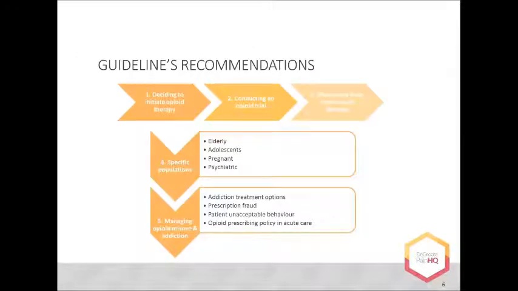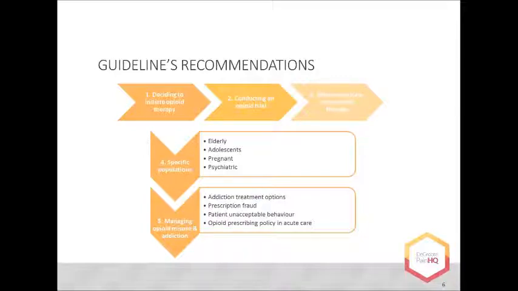And basically the guideline recommendation says there's a section 1 that talks about when to initiate opioid therapy for chronic pain, a section 2 that says how to conduct an opioid trial, section 3 that helps physicians and healthcare professionals to monitor people on long-term opioid therapy. And then there are specific sections for populations like elderly, adolescents, pregnant women, psychiatric comorbidities. And lastly, there's a section in the guideline that talks about managing chronic pain in a population that has substance use disorder, concomitant disorder.